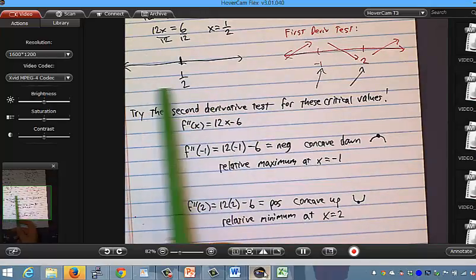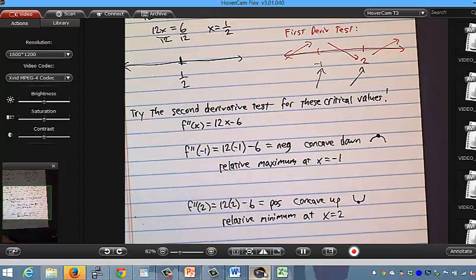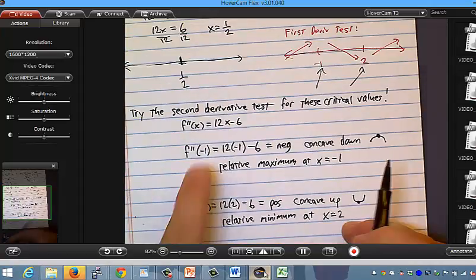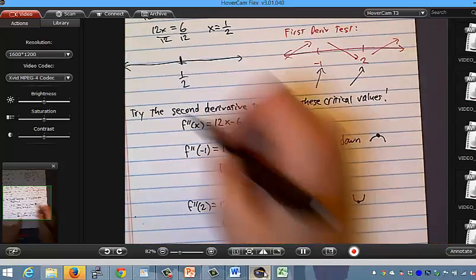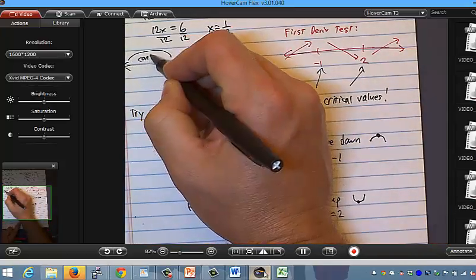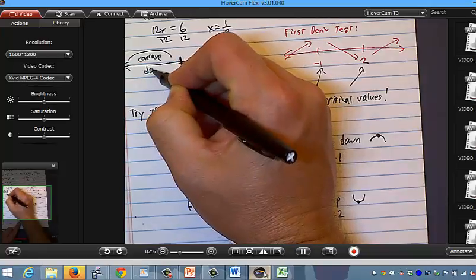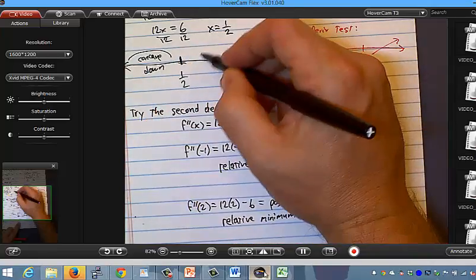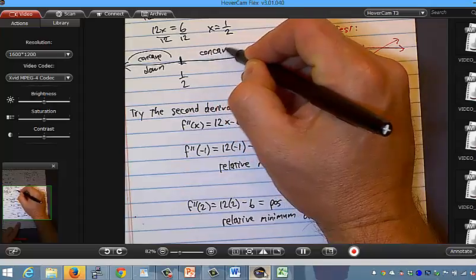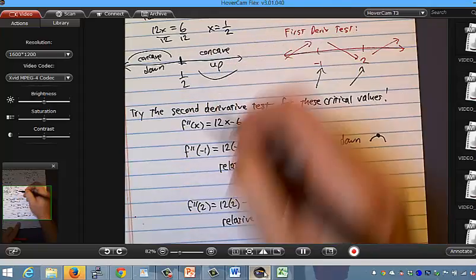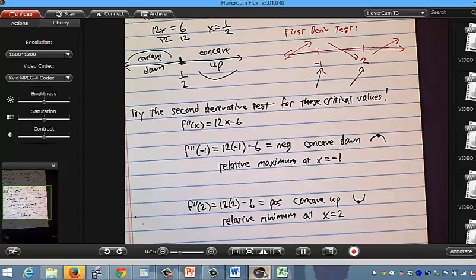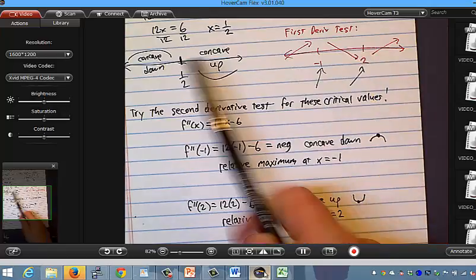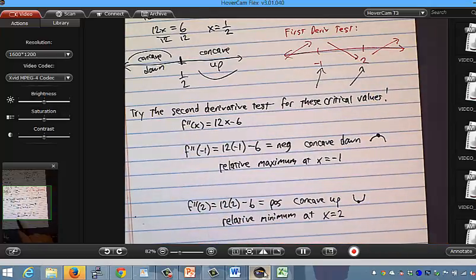If I had worked out over here, the second derivative, well, let's see. We tried negative 1 as a test point. We were concave down. So we would have been concave down over here. And then we tried it over here, and we would have been concave up over here. So whenever I do calculus on these functions, I kind of use both derivatives, right? I use the first derivative to get the critical values. I use the second derivative test to tell me about concavity, and that also kind of gives away whether they're relative maximums or minimums.